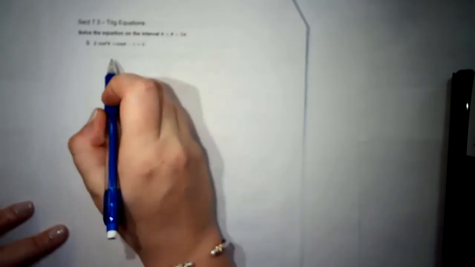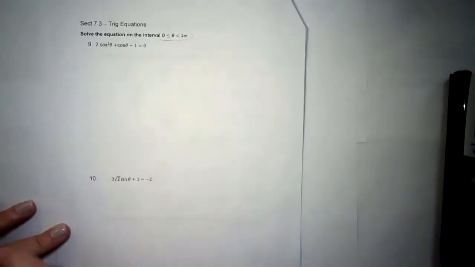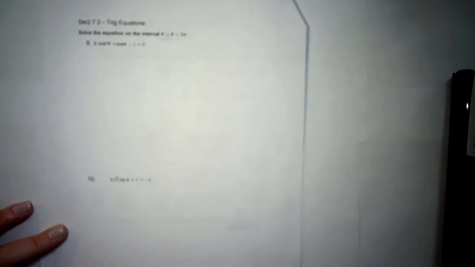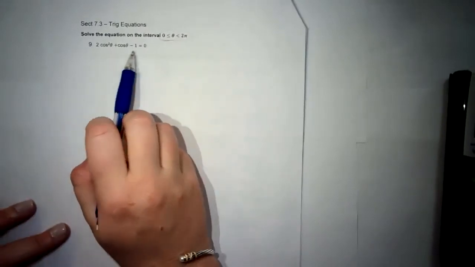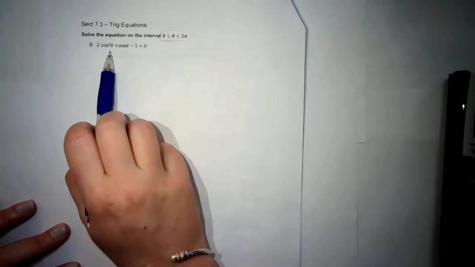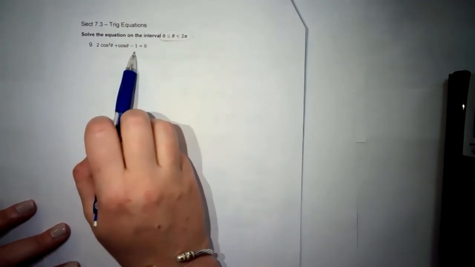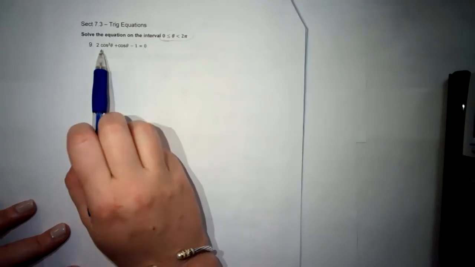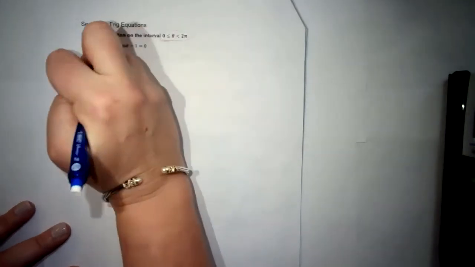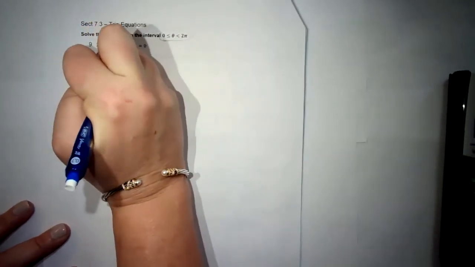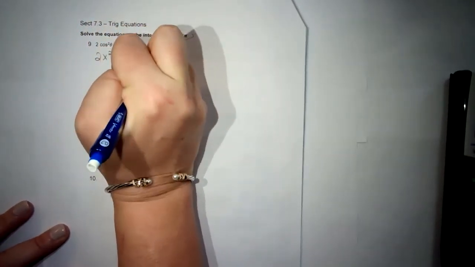Okay, for 7.3, you're going to have two equations that you have to solve for. Remember, it's going to give you an interval, so all we're looking at is the unit circle. Here's one equation: 2 cosine squared theta plus cosine theta minus 1. This is a quadratic. You're going to have to factor it. If you're not comfortable doing this, replace your cosine with x just for a little bit until you factor it. Then once you solve it, you can put the cosine back in and go to your unit circle.